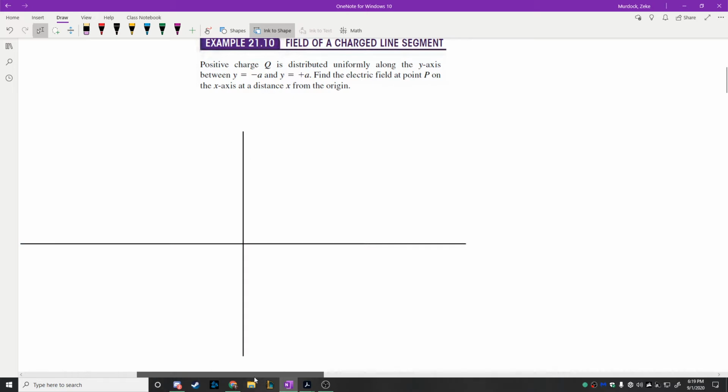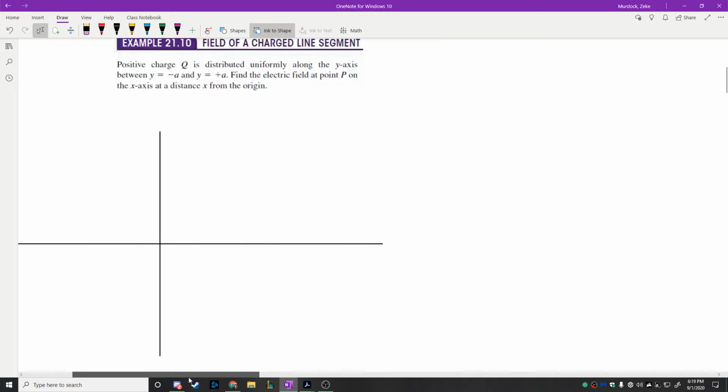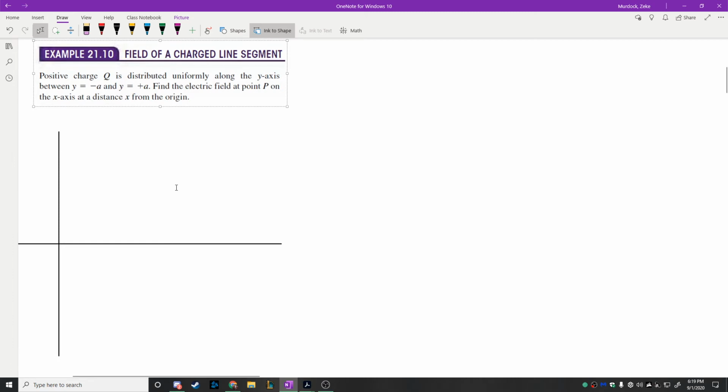So we've got a coordinate system, and it loves to jerk around, doesn't it? There we go. Move that a little bit. It says that we have positive charge that's distributed uniformly along the y-axis.